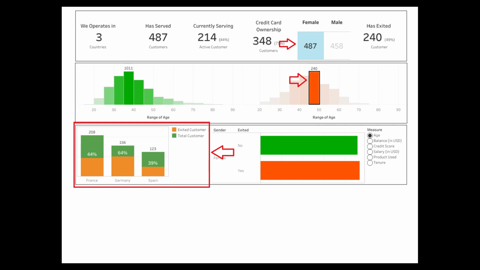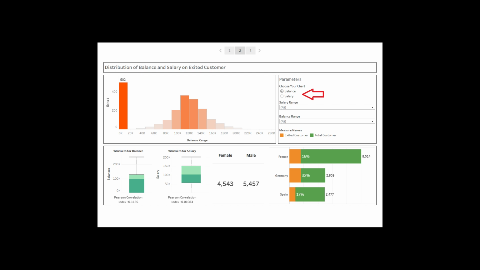Now, let's move on to the second dashboard. This dashboard presents the distribution of customers based on their balance and salary. It also provides box plot or whisker charts that depict the overall shape of the data distribution for balance and salary, allowing us to identify any significant outliers. Moreover, we can observe the Pearson correlation index, which indicates the level of correlation between balance, salary, and the ratio of exited customers. This dashboard also features interactive filters and parameters that you are free to utilize.